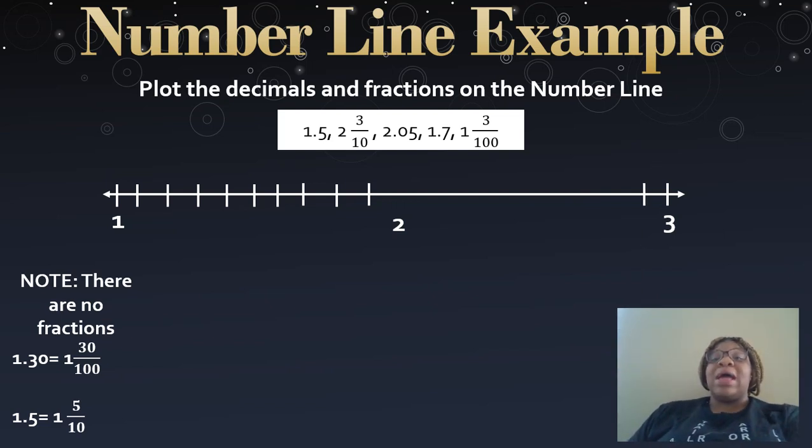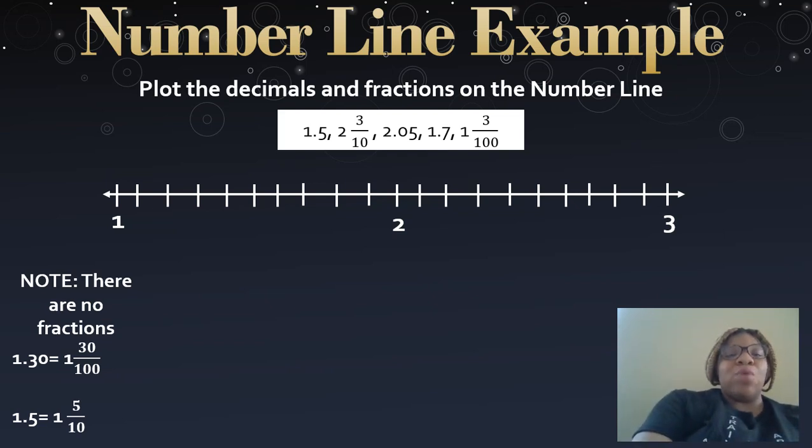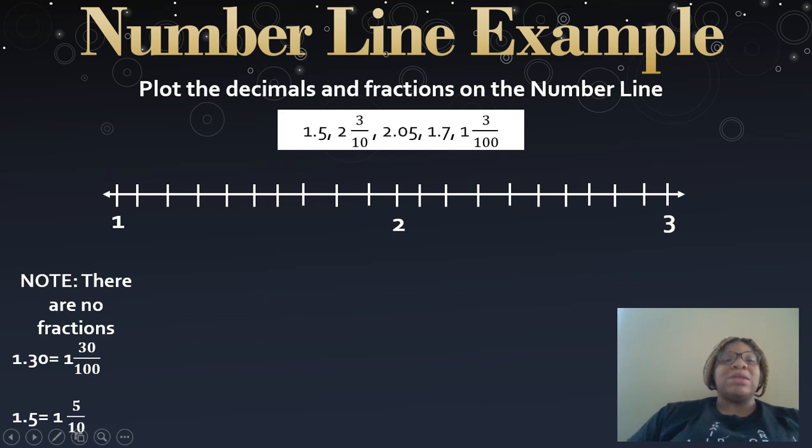Same thing with 3. You're going to have between 2 and 3, 1, 2, 3, 4, 5, 6, 7, 8, 9. That's 10 equal spaces, 9 tick marks. Let's go to my spaces: 1, 2, 3, 4, 5, 6, 7, 8, 9, 10. So I have 10 equal spaces, but 9 tick marks to mark those spaces. 1, 2, 3, 4, 5, 6, 7, 8, 9.